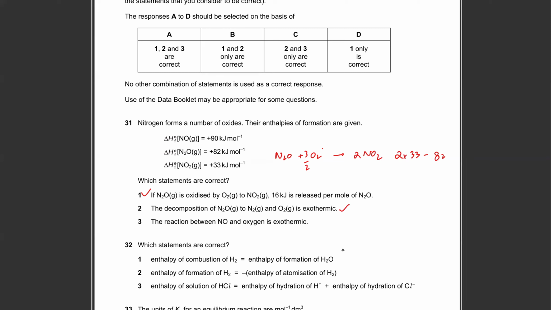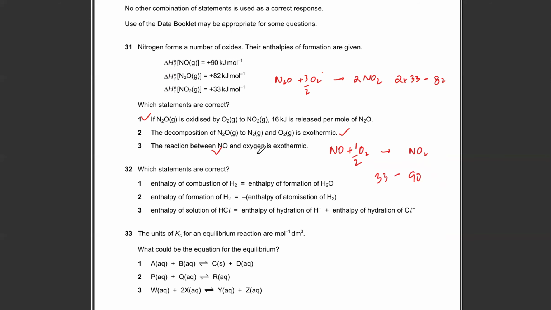How would you check the third statement? I would write the equation for NO plus oxygen. What is the product? NO2. Yeah, that's the only product, with half oxygen. So that's 33 minus NO, that's 90, right? So that is exothermic. So all three are correct. Is that clear? Yes.